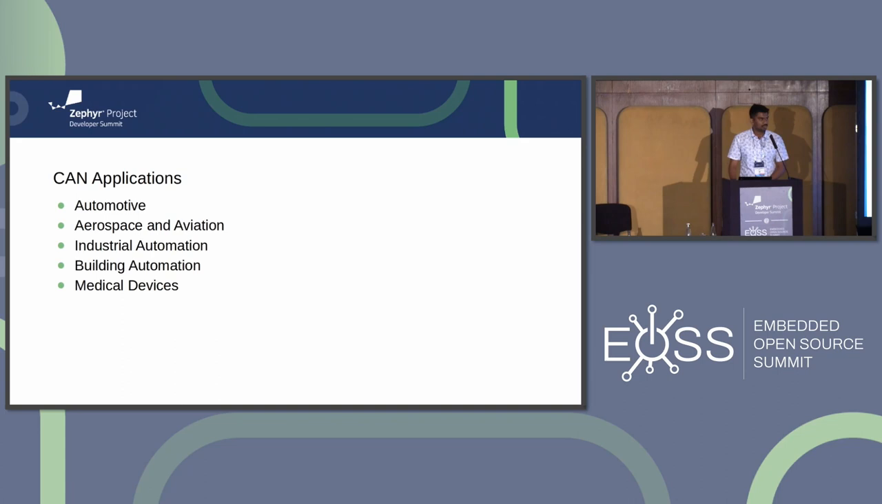Applications. Because of its robustness, real-time capability, and reliability, CAN is used in various fields like the automotive domain, aerospace and aviation, industrial automation, building automation, and medical devices.